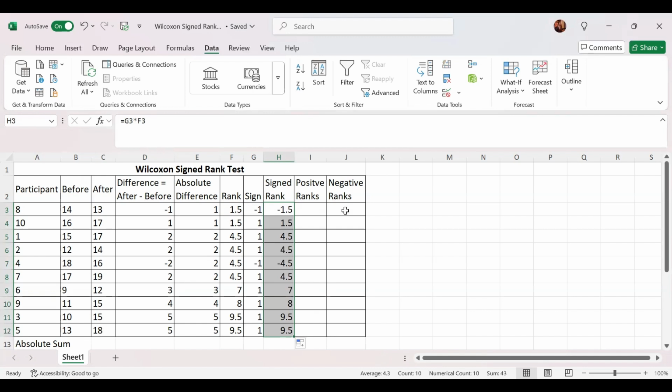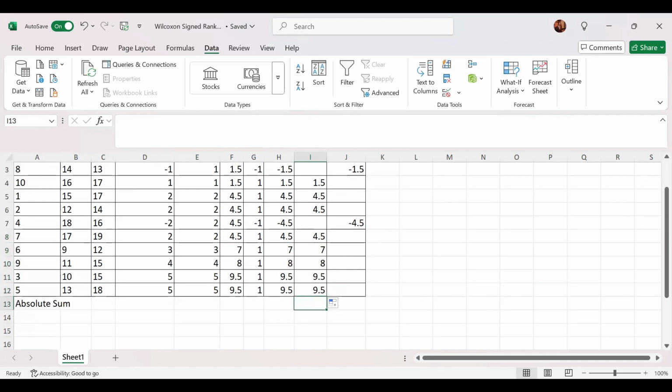Now first one is negative rank. So here we will be copying that. Then next one is positive rank. We'll be copying here. Let me drag positive ranks. Next one is negative. So I will copy here. Next one is positive. Next, all the things are positive. So I will drag it. Now let us calculate sum of this.